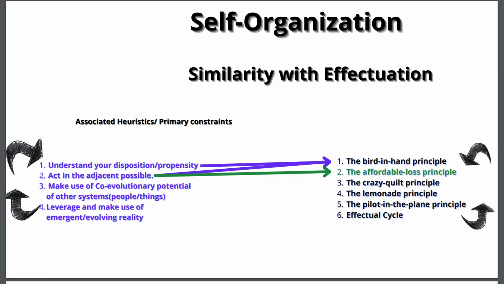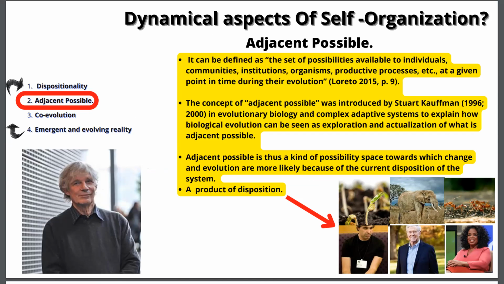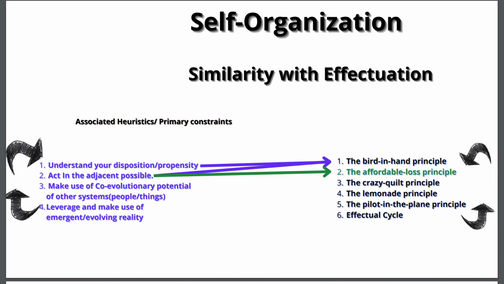The second key heuristics identified, or primary constraint identified, is act in the adjacent possible. Adjacent possible, as I already identified, is a concept developed by Stuart Kauffman. I'm not saying it is exactly the same as affordable loss principle, but there might be some relation. The second key principle of acting in the adjacent possible can also be related to the first bird-in-hand principle. Bird-in-hand principle suggests taking action immediately in the possible space, so that we might be able to explain based on this adjacent possible principle. The affordable loss principle can be seen as an enabling constraint that enables or facilitates the action in the adjacent possible rather than worrying about impossible things.